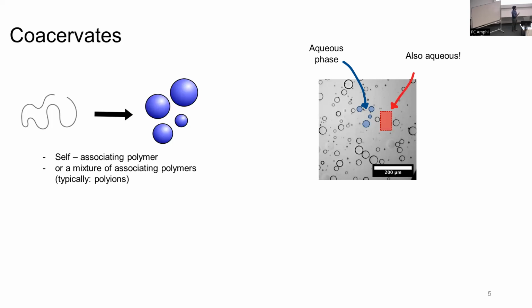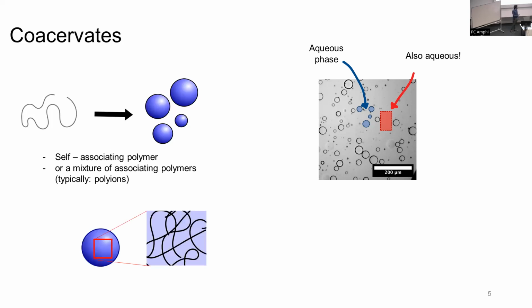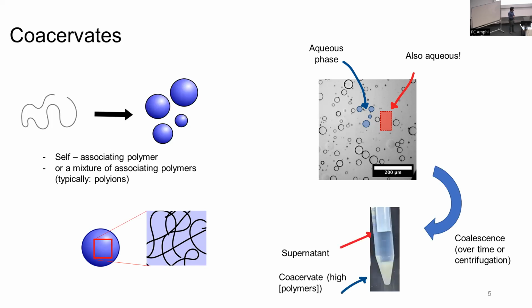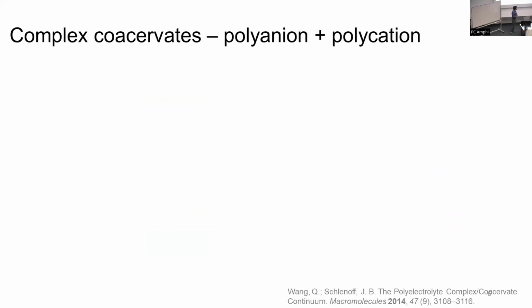And the reason why this is two phases and they don't mix with each other is that inside of the coacervate, you have a big concentration of hydrophobic polymers, and that changes its properties. Of course, this behaves like an emulsion. So it starts as a series of droplets, but over time, or when you centrifuge it, then it will coalesce, and you will have two separate liquid phases, one very concentrated in polymer, one very diluted.